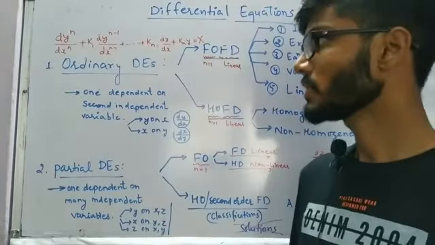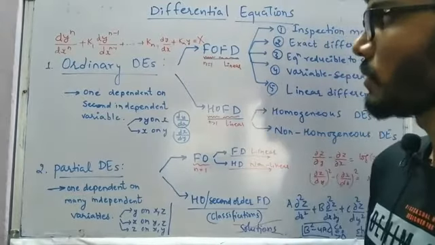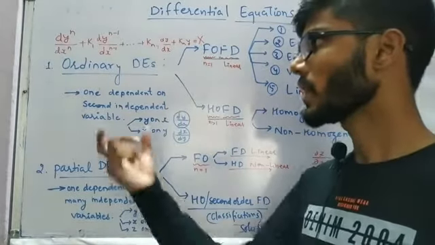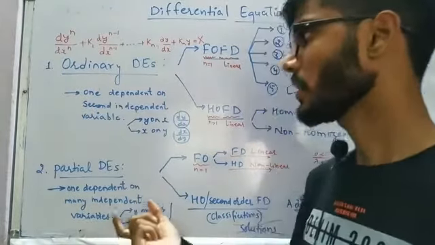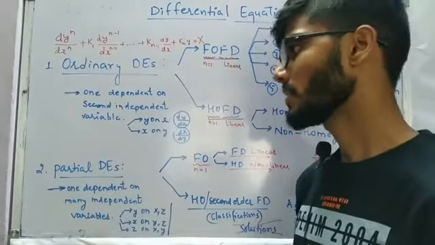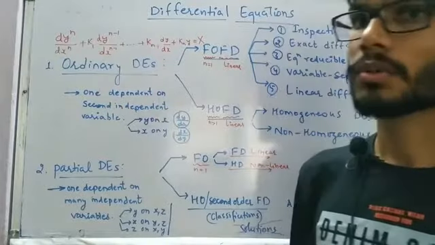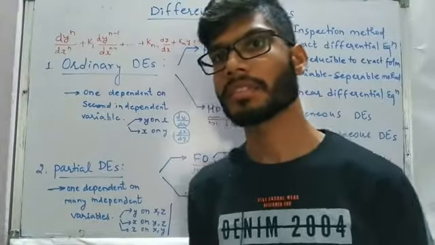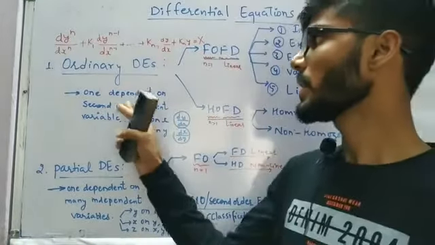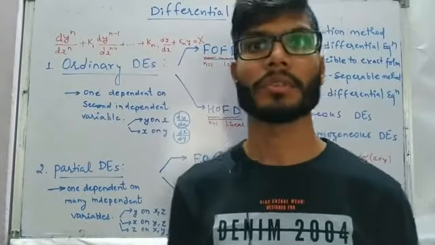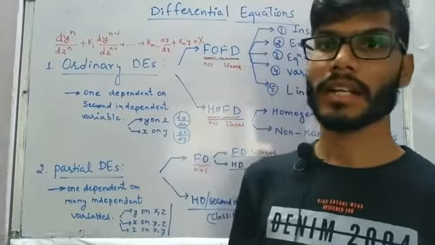So what is a differential equation? There are two types of them. One can be ordinary differential equation and another one can be partial differential equation. So what does it mean by ordinary differential equation? In the ordinary differential equations we are going to have one dependent variable, which is going to depend on a second independent variable.